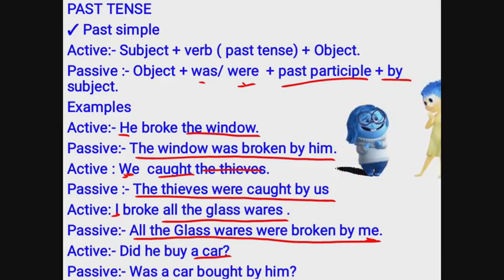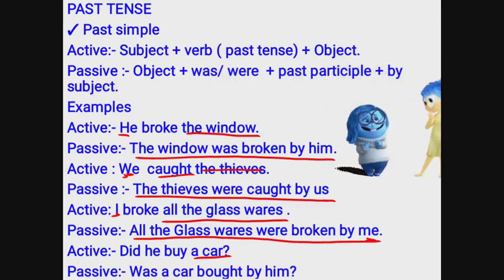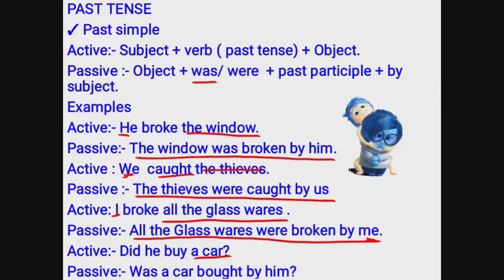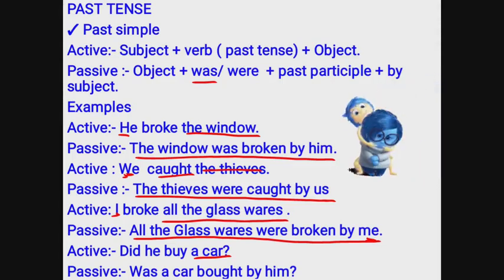A car is just one car. So what auxiliary verb should we use right here? Is it was or were? Are we using was or were? Since it's a car, we use what? Was. So it becomes was a car. Take note, was a car. Since it's a car, we use was. If it's more than one car, we use were. Was a car, just a car.